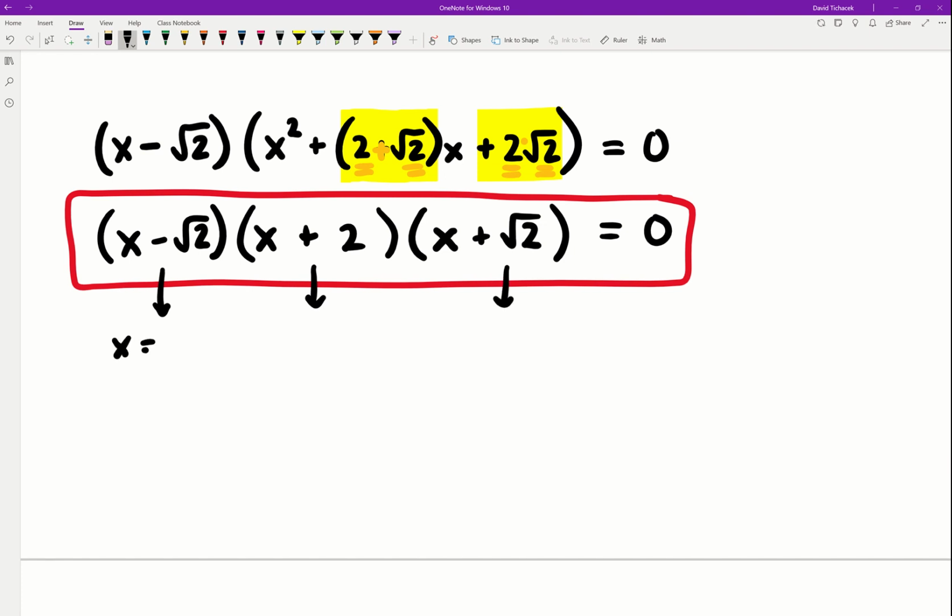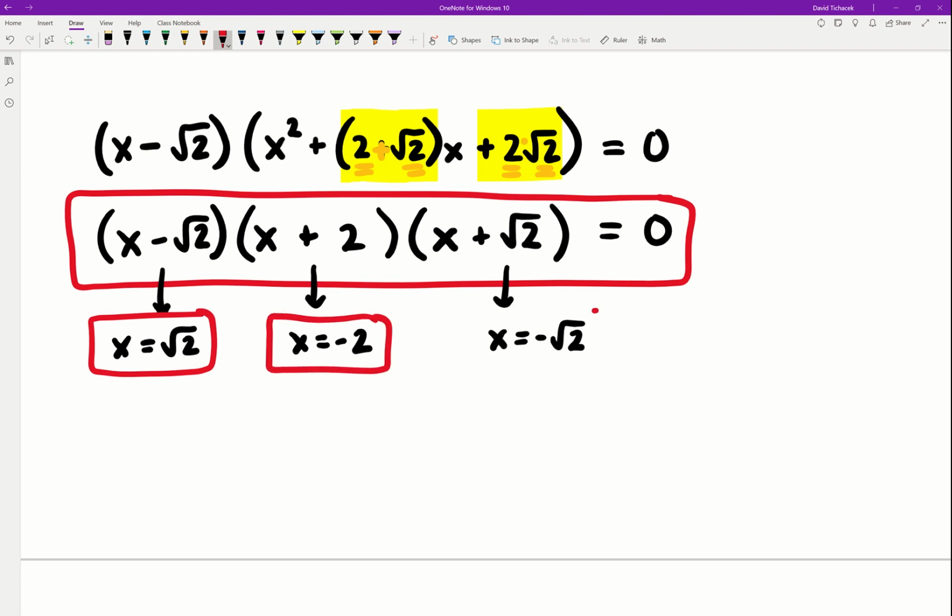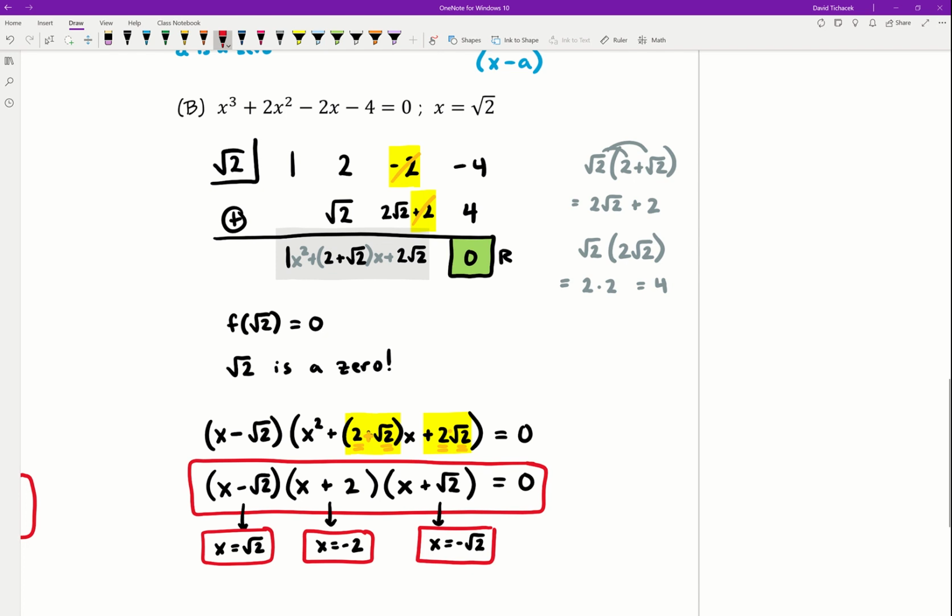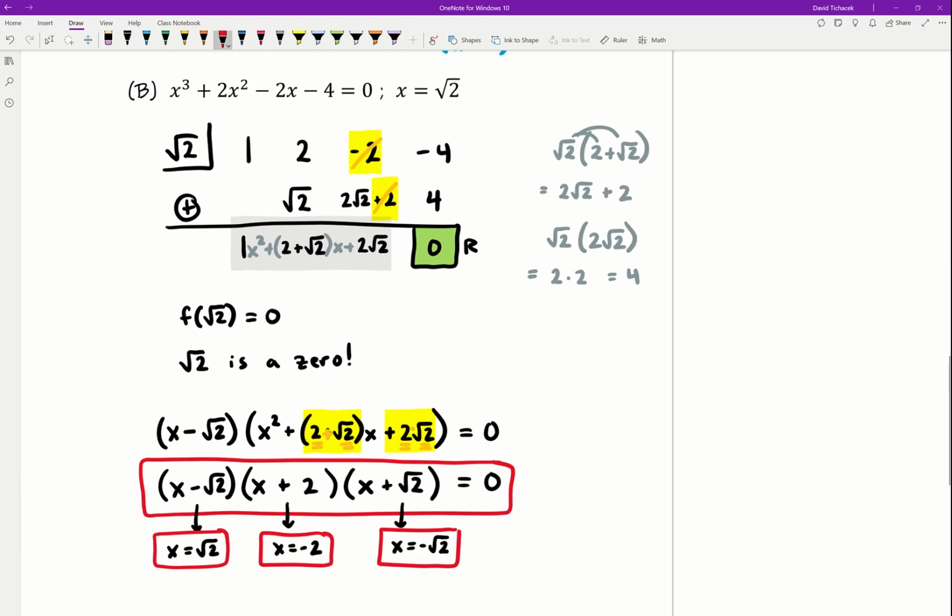All the zeros we have here are going to be the positive square root of 2, we have negative 2, and then we have the negative square root of 2. Those would be all the zeros of this polynomial. And then we could take it from there. We could do all sorts of different other things like find the x-intercepts and make a quick sketch of this function just like we've talked about how to do in previous classes.